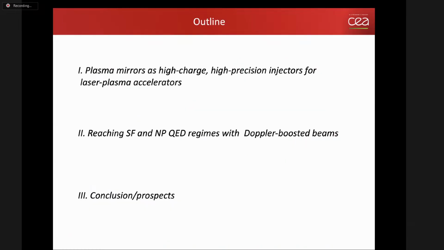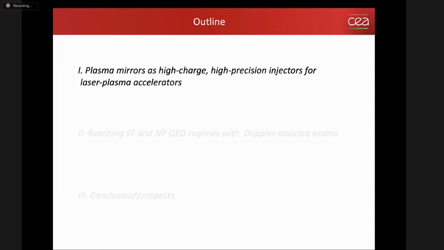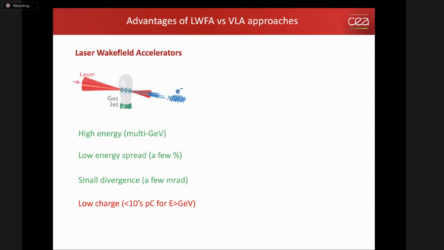So this brings me to the outline of the talk. In the first part, I will discuss the prospect of using plasma mirrors as a high charge, high precision injector in a laser wakefield accelerator. In the second part, I will show you how we could use Doppler boosted lasers to reach strong field and non-perturbative regimes of QED with existing laser facilities. And finally, I will conclude. So let's jump to the first part.